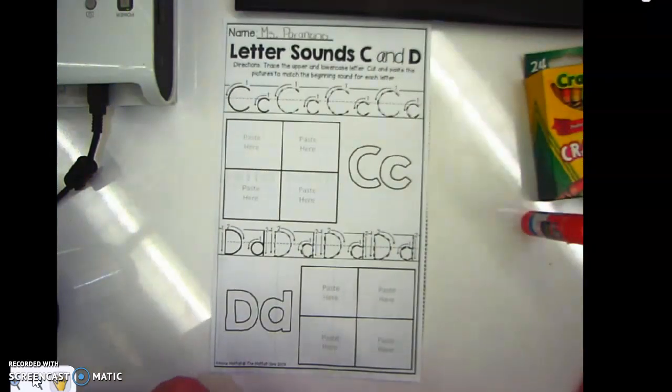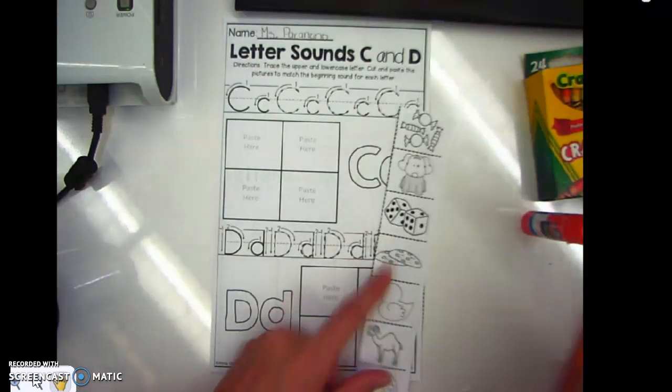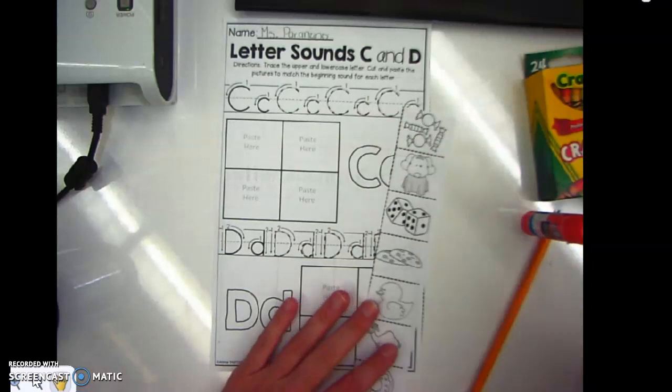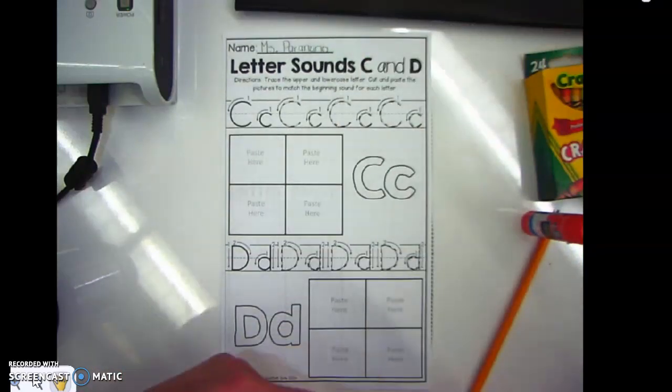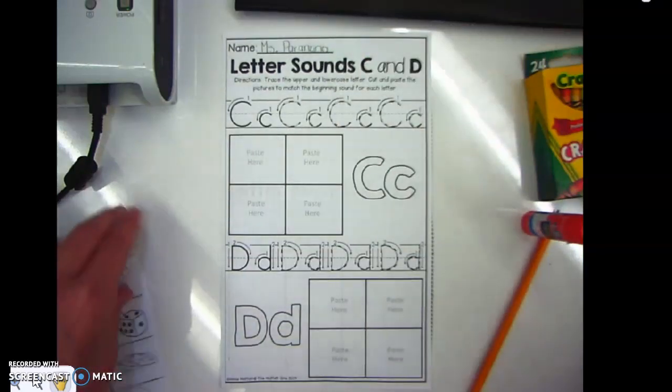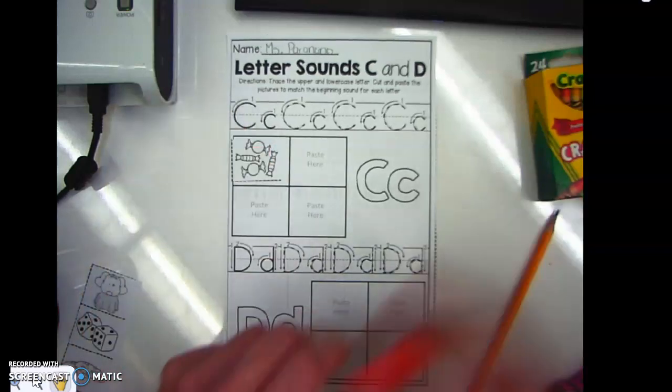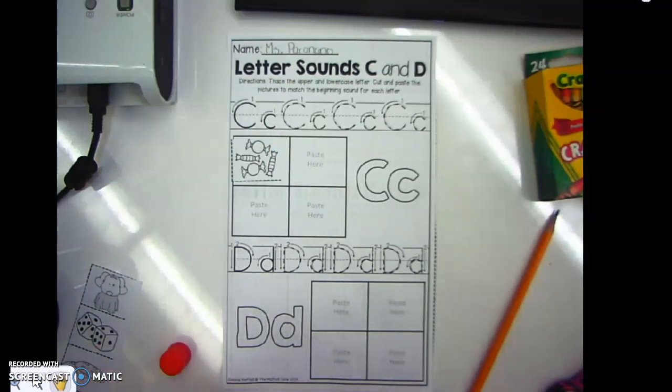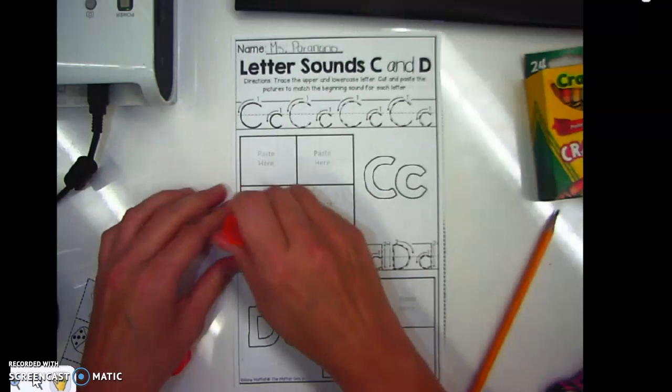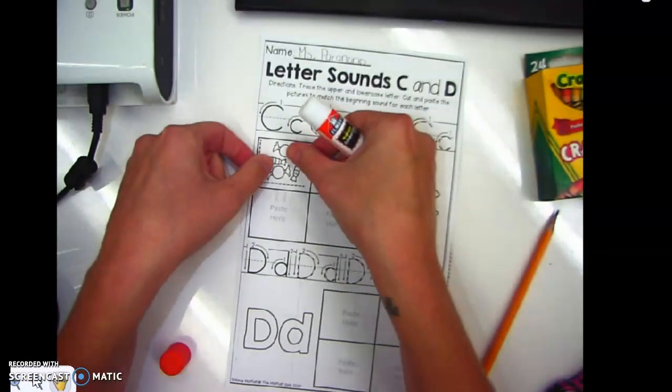So I'm going to really focus on those beginning sounds of my words. So I'm going to look at my first picture. I have candy. At the beginning of candy, I hear k. So I'm going to glue the candy next to the letter C. Remember when you use your glue, just a dot, not a lot. So I'm going to glue the candy.